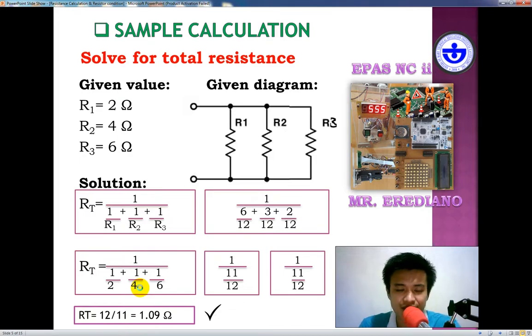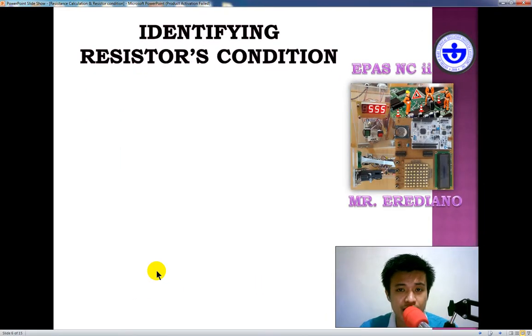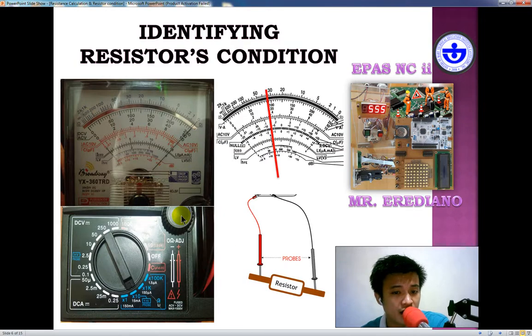Okay? Okay, next. What we have a while ago is the calculation on how to compute for the total resistance if the resistors are connected in series or connected in parallel. Now, this time we will discuss how to identify the resistor's condition. So these are the process.